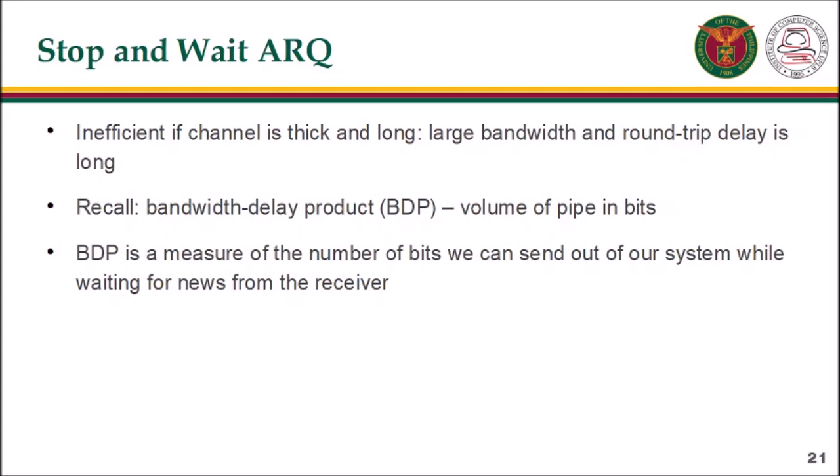The pipe is always there. It is not efficient if it is not used. Bandwidth delay product is a measure of the number of bits a sender can transmit through the system while waiting for an acknowledgement.